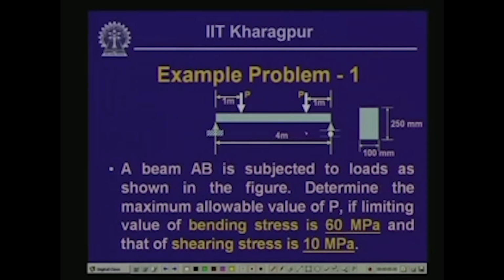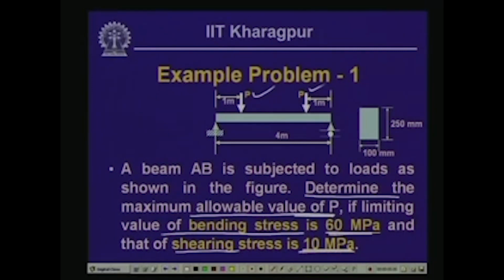Now, the beam is subjected to loads P as shown over here. It is a 2-point loading, and they are placed equidistant from the two sides at a distance of 1 meter. Now, you will have to determine the maximum allowable value of P if the limiting value of bending stress is 60 MPa and the limiting value of shearing stress is 10 MPa. The cross section of the beam is a rectangular one. Now, please note over here that you will have to find out the maximum value of P in such a way that the bending stress does not exceed the allowable limit, and consequently the shearing stress also does not exceed the allowable limit.